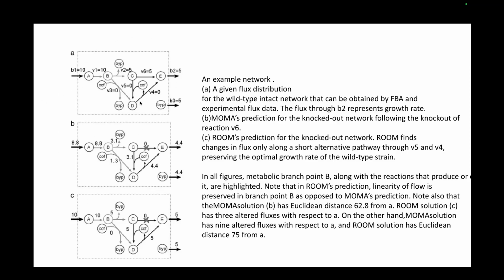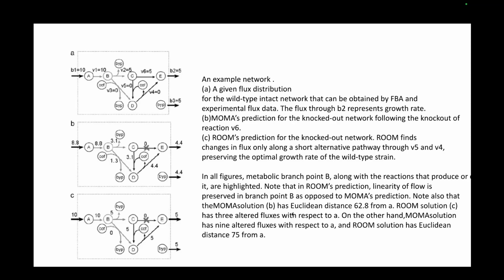So this is a flux distribution. This B is MoMA's prediction, and C is ROOM's prediction. In ROOM's prediction, the linearity of the flow is preserved in branch point B. So this point is preserved as opposed to MoMA's prediction. This is ROOM's prediction, and this is preserved as opposed to this, because this is still v2 equal to 5. This was 5, and now it is still 5. But this is changed here in case of MoMA's prediction.